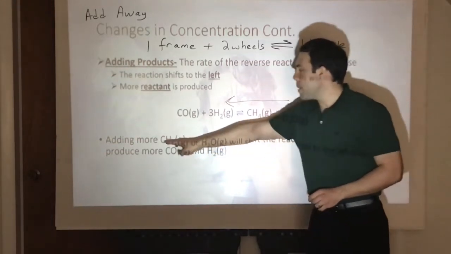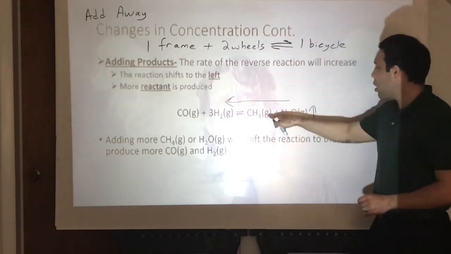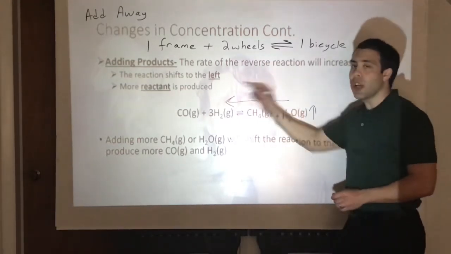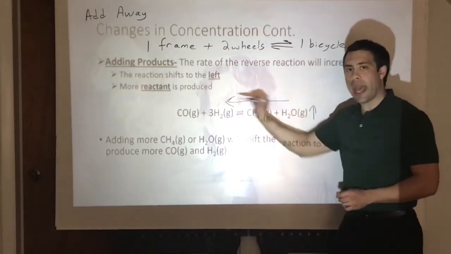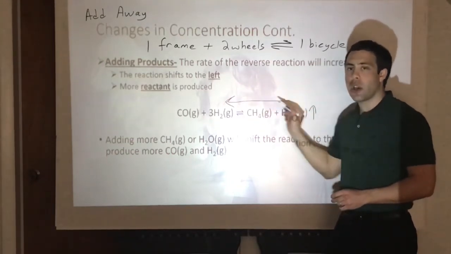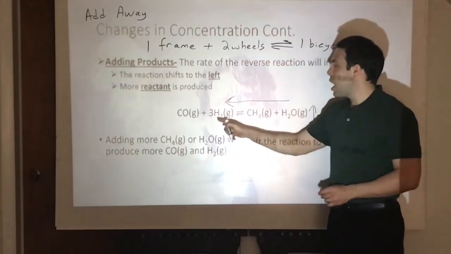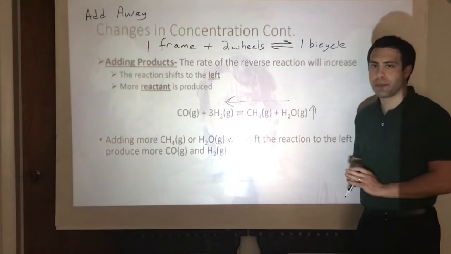So in summary, adding more CH4 or H2O, the product, will shift the reaction to the left. If you add, you go away. Start on the right side, add, away, go to the left, and produce more CO and more H2.